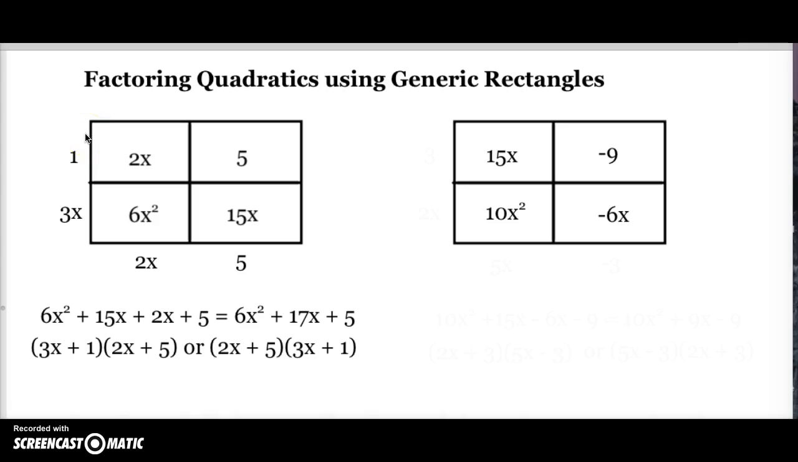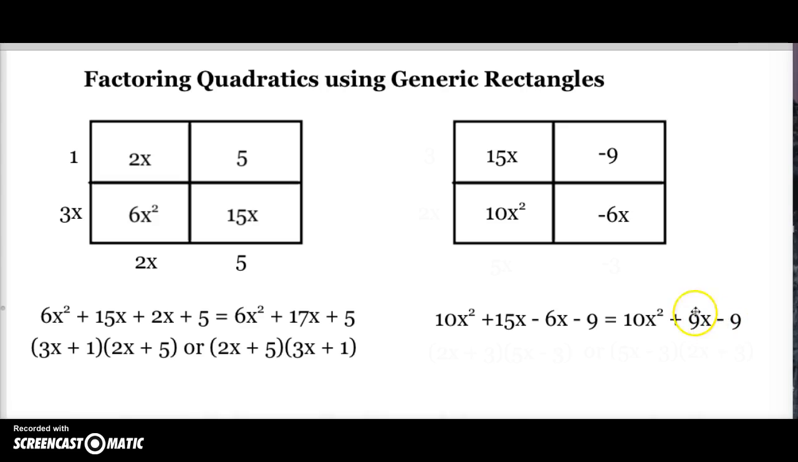Let's look at the other example. In this problem, my generic rectangle is 10x squared plus 15x minus 6x and minus 9. If I combine my x family again, 15x and negative 6x are going to make positive 9x. So to rewrite this as a sum, it's 10x squared plus 9x minus 9.